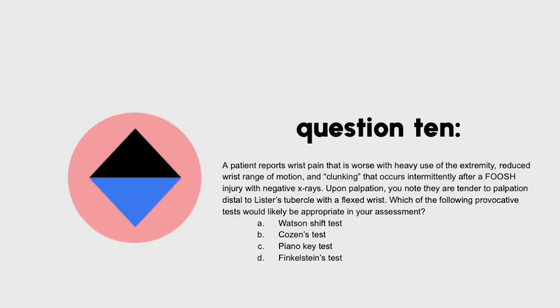Question 10. A patient reports wrist pain that is worse with heavy use of the extremity, reduced wrist range of motion, and clunking that occurs intermittently after a FOOSH injury with negative x-rays. Upon palpation, you note they are tender to palpation distal to Lister's tubercle with a flexed wrist. Which of the following provocative tests would likely be appropriate in your assessment? A. Watson shift test. B. Cozen's test. C. Piano key test. D. Finkelstein's test.